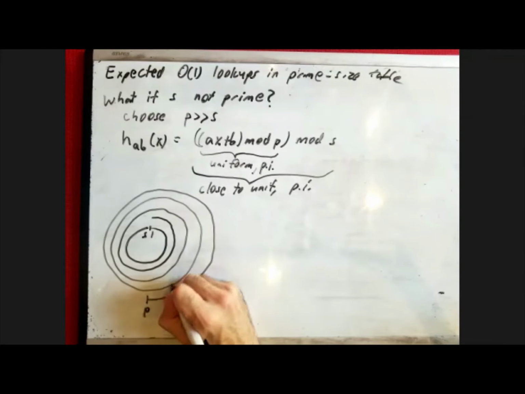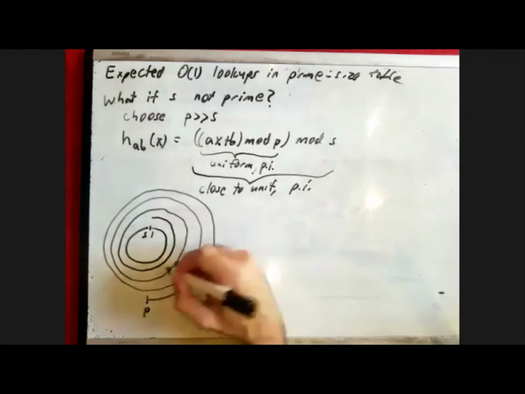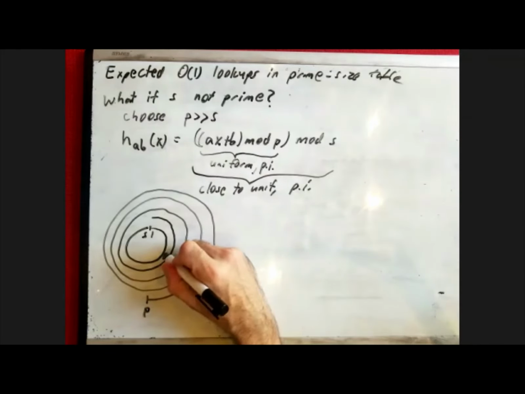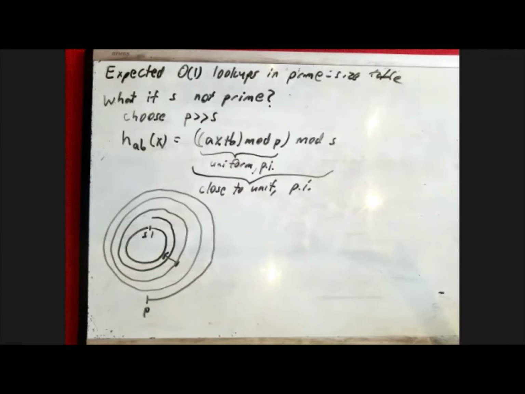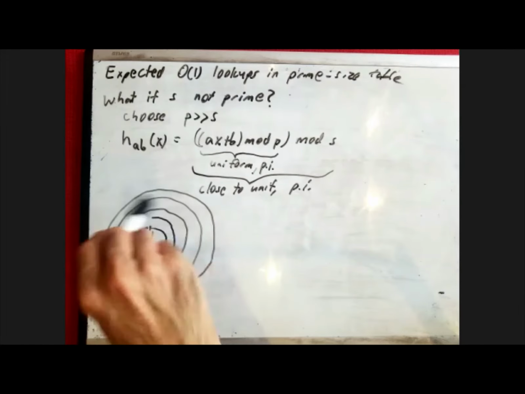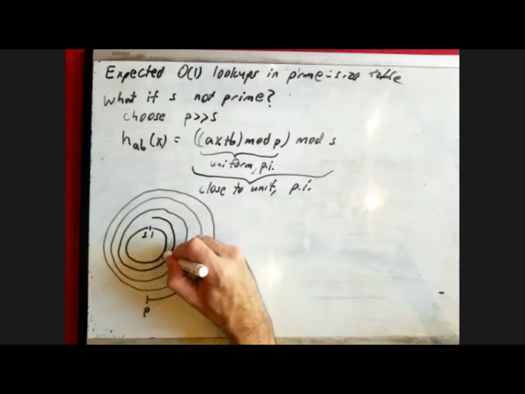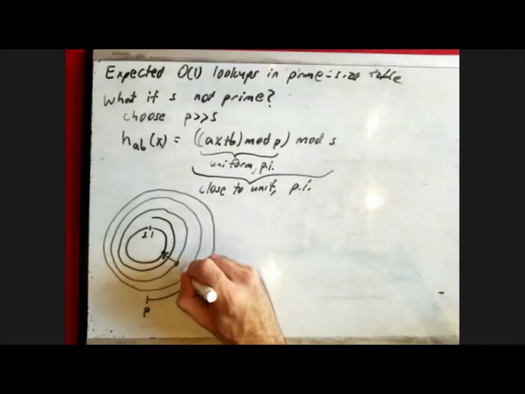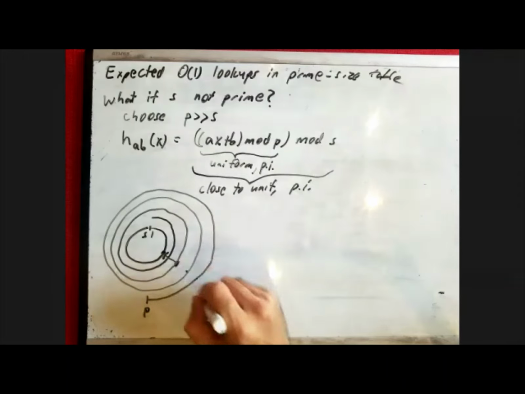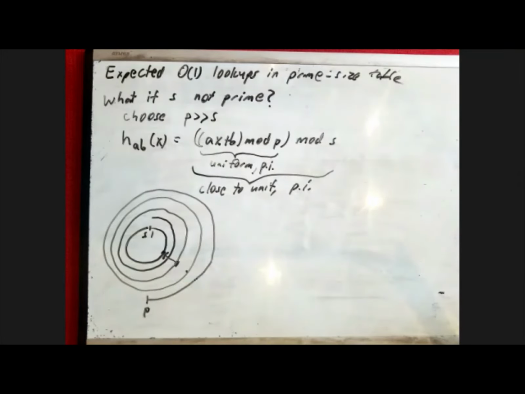Okay. And so any item that gets computed mod P then gets projected down to the corresponding bucket in the table of size S. Okay. So from this picture, we can see that every bucket has about the same probability of getting an item, right? Because we know that the items are uniformly placed on the spiral. And so if they're uniformly placed on the spiral, then every bucket has about the same number of origins on the spiral, right?